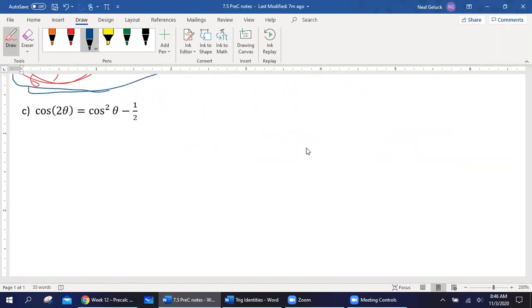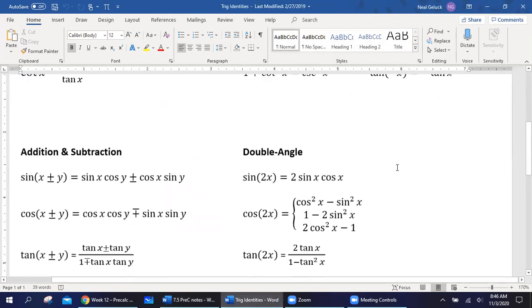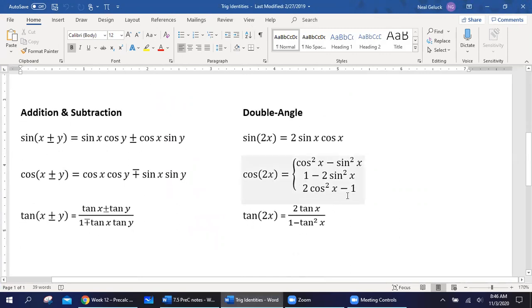For letter C, I've got another double angle here, cosine 2 theta. Now remember, cosine double angle had 3 different options. You can pick any of the 3 options, just one may take a little longer than the other. The fastest one that I saw, and again, remember on these, there's usually more than one way to do this, was to replace it with the double angle 2 cosine squared minus 1.